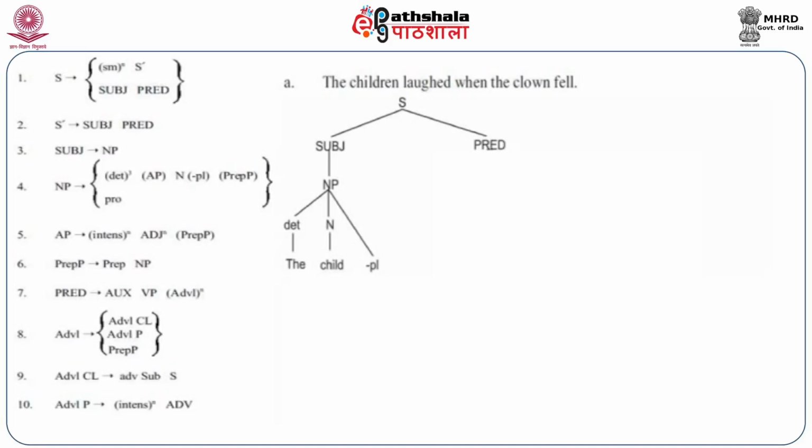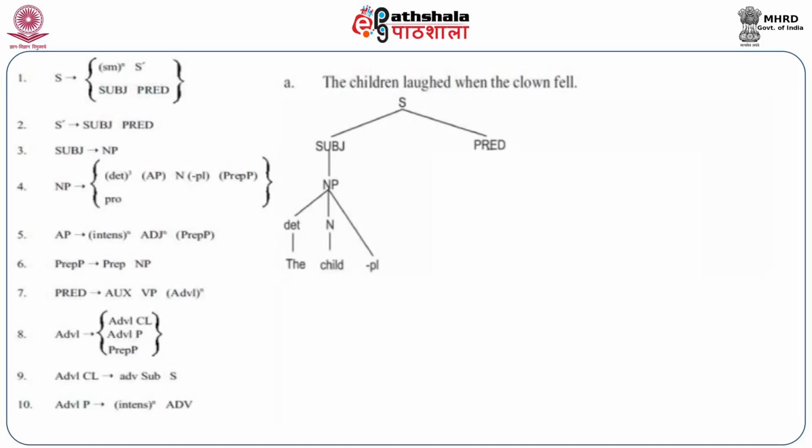But wait, children is plural. What's the singular form of children? Child. So that's what I put under the letter N, followed by a line that indicates that this noun is in plural. Notice that the line does not come from the noun, it comes from the noun phrase, okay? Telling me that in this noun phrase, we're talking about a plural.